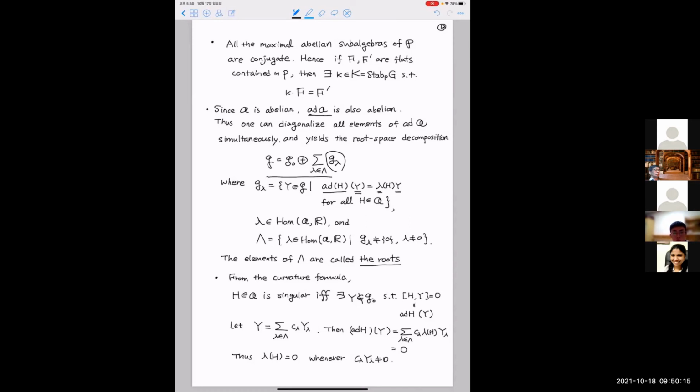So we have the root space decomposition. Lambda is the homomorphism, I mean the linear map from A to R, and this is actually the set of roots; we call lambda a root. So for a root lambda, its eigenvector space is non-empty.